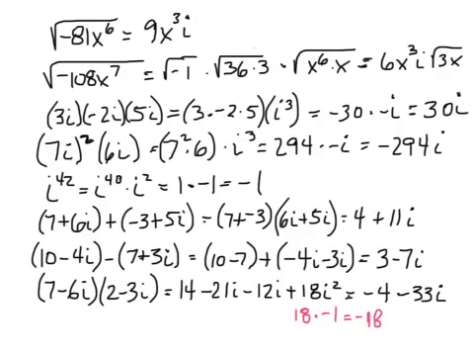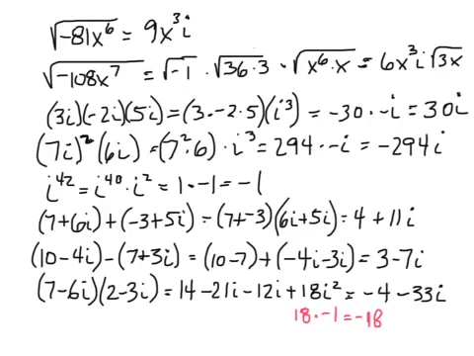7I squared times 6I. Well, that's 7 squared times 6, and then I squared times I is I cubed. 7 squared times 6 is 294. I cubed is negative I. And so 294 times negative I is negative 294I.